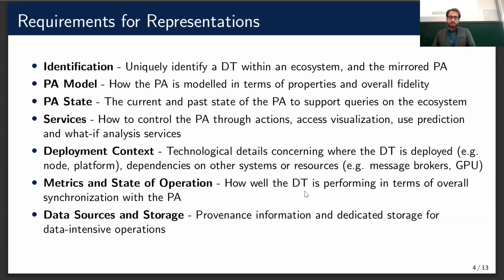And also information about metrics and state of operation. So is this digital twin really performing well as it should, or is something broken? Is something out of place? And finally, information about the data sources for provenance of the data, but also data storages, because maybe I have some dedicated storage that I want to direct consumers to for data-intensive operations, like downloading all the history.